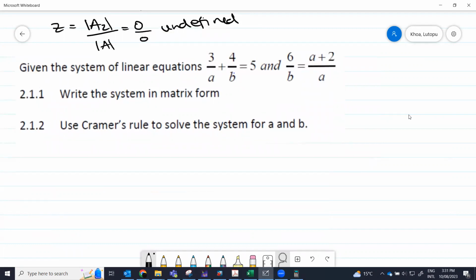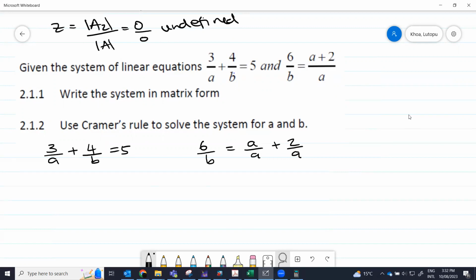Given the system of linear equations, 3 over a plus 4 over b is equal to 5, and 6 over b is equal to a plus 2 over a, write this in matrix form. So first thing, you need to align your variables. So this is 3 over a plus 4 over b is equal to 5. And then this one here, we can simplify it. This is 6 over b. We have a over a plus 2 over a.